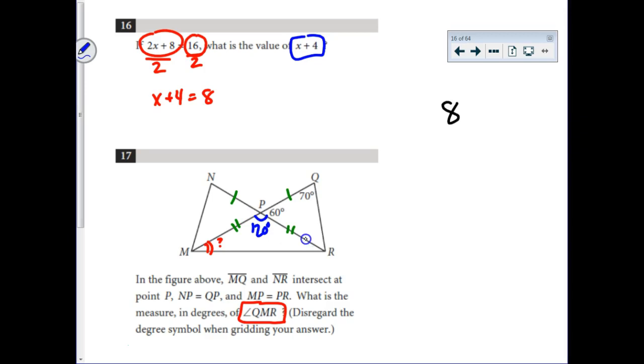Oh, that works. That was a fun way to do it. Yeah, I was just looking at the supplementary pair, but I'm with you. I like your way, too.